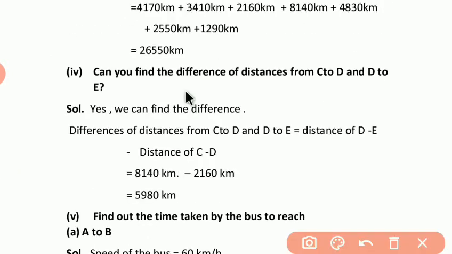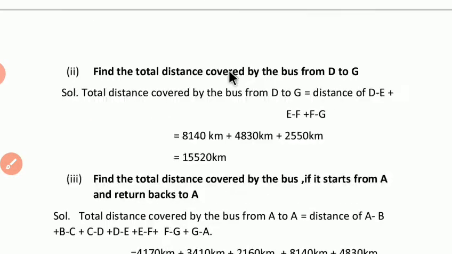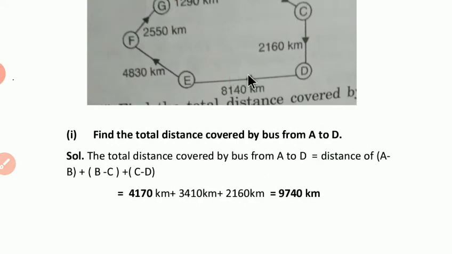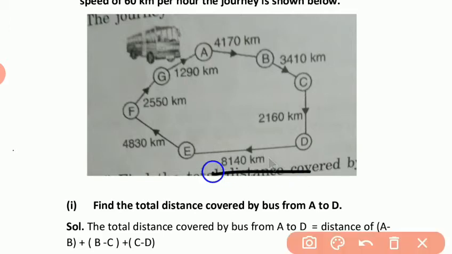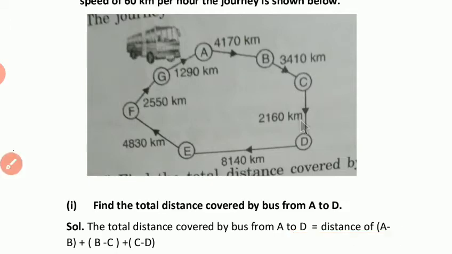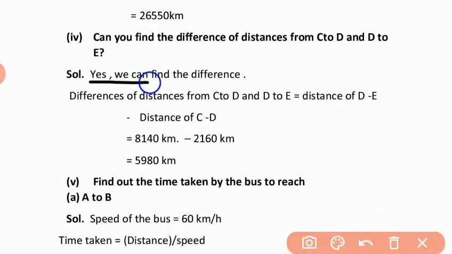Now the fourth question. Can you find the difference of distances from C to D and D to E? We have to find how much more distance the bus has covered from C to D and D to E. So we have to find the difference of the distance. D to E it has covered 8140 km and C to D 2160 km. So yes, we can find the difference.